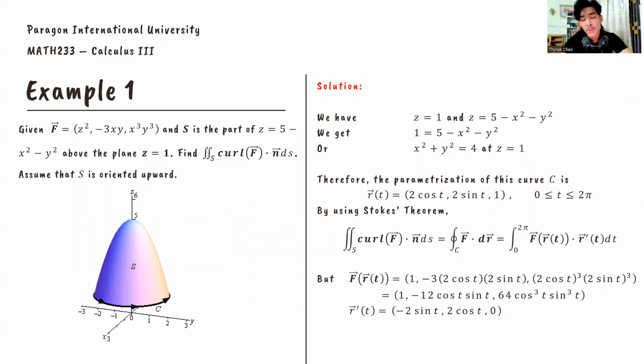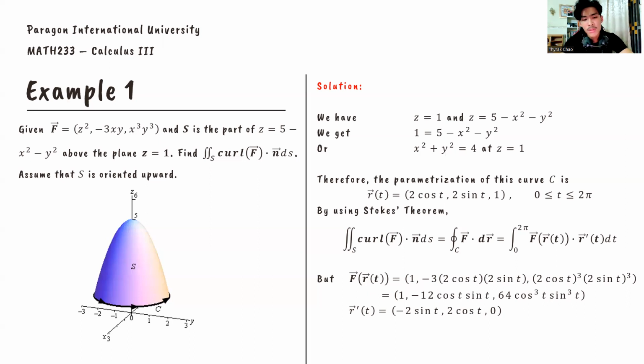We have our plane z equal to 1 and the surface z equal to 5 minus x squared minus y squared. So we get 1 equal to 5 minus x squared minus y squared, or x squared plus y squared equal to 4 at z equal to 1, which is the circle of radius 2 at the level of z equal to 1. Therefore, the parameterization of this curve C is the vector r of t equal to 2 cos t, 2 sin t, 1, where t is between 0 and 2 pi.